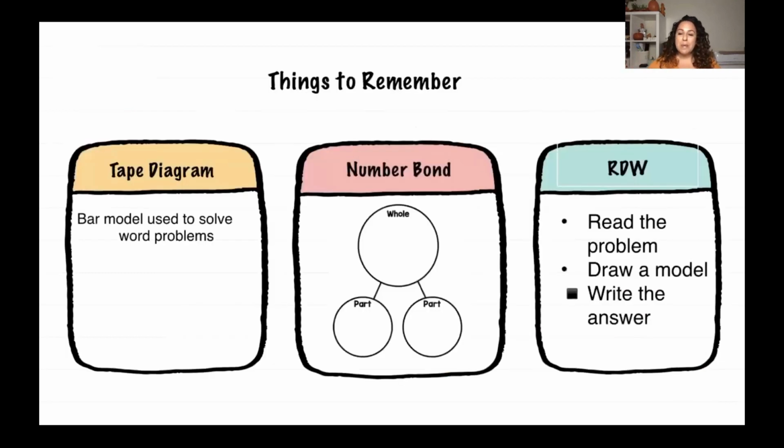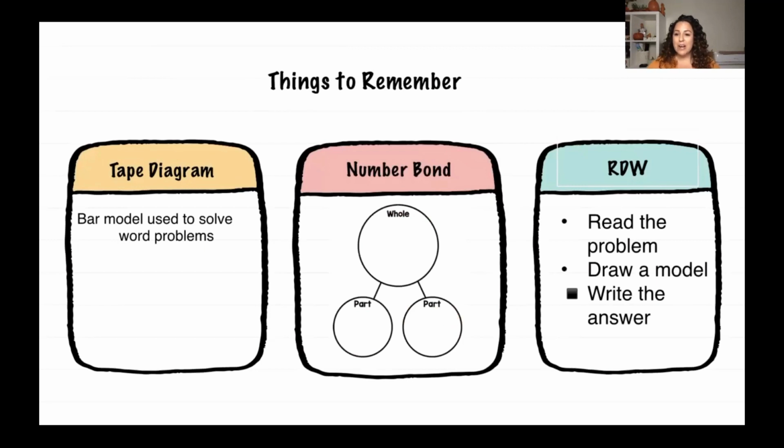Things to remember: a tape diagram. We just started learning about that. A tape diagram is a bar model used to solve word problems. That's where we have those pieces of tape and we compare, and sometimes we put them together. So we'll be using those today. Also, we're still working with the number bond. We're going to be using number bonds for a long time, so we have to remember what that is. Remember, we have a whole and a part and a part.